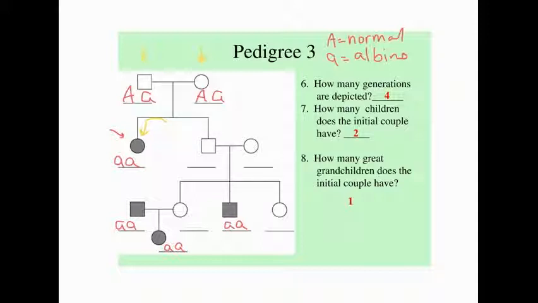Now, let's see here. This guy right here, he's the son of these two people up here. He has to have a big A. We know that because he's obviously not little a, little a. If he was, his box would be shaded in, but it's not.